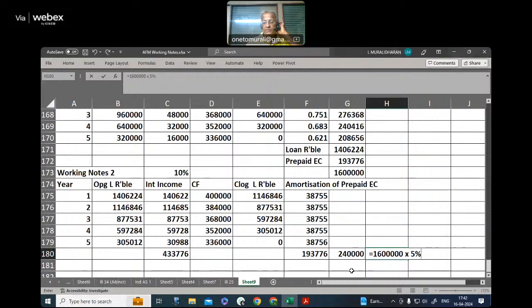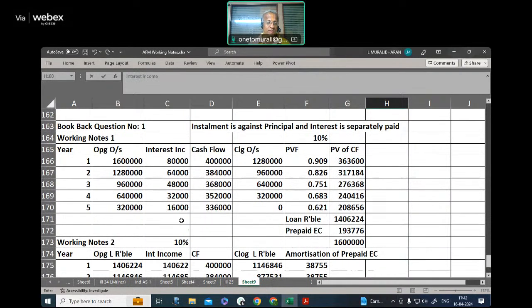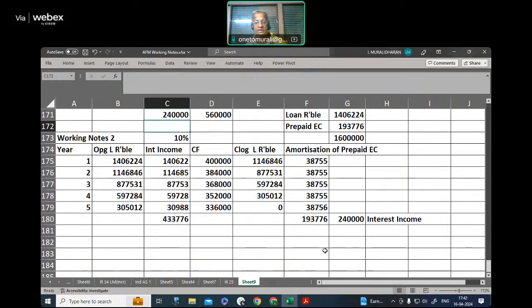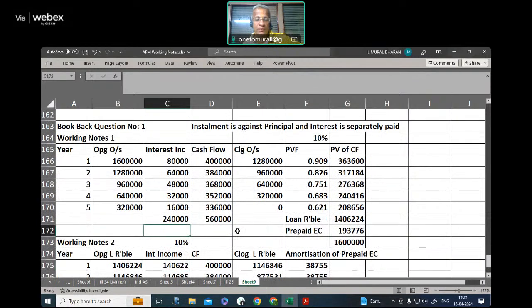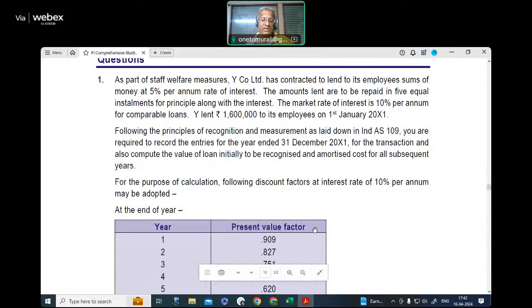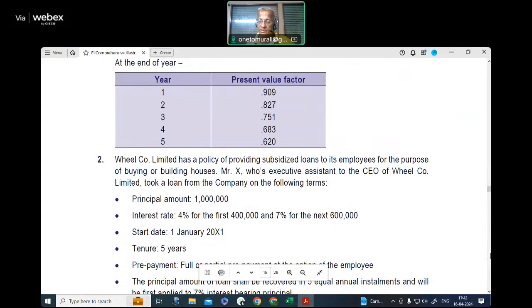Not like that because principal is getting repaid. So you can't tell like that. That is interest income. I'll tell you what is that. That 240,000 interest income, correct? So this is on the assumption that installment is paid against principal and interest is separately paid. That is the way I think institute would have developed the answer.